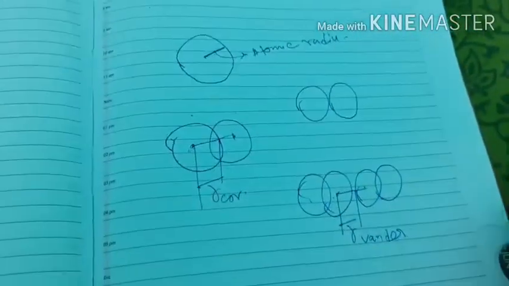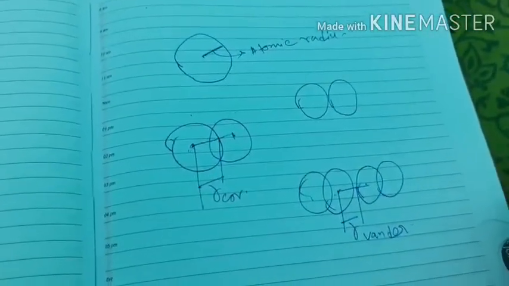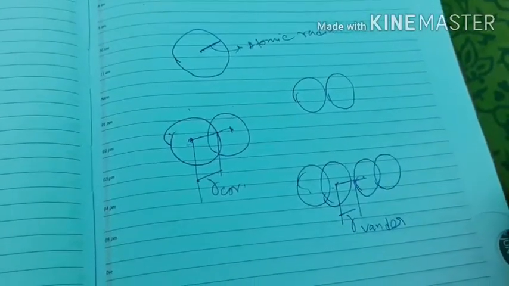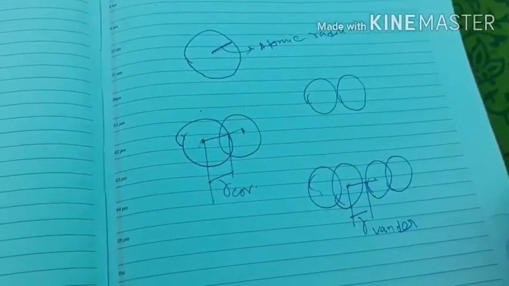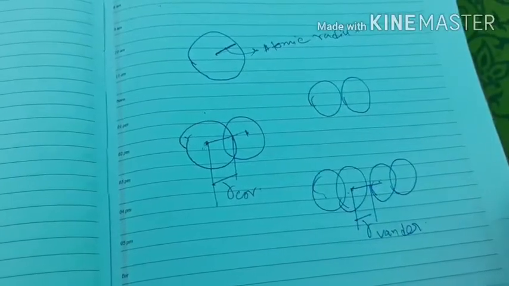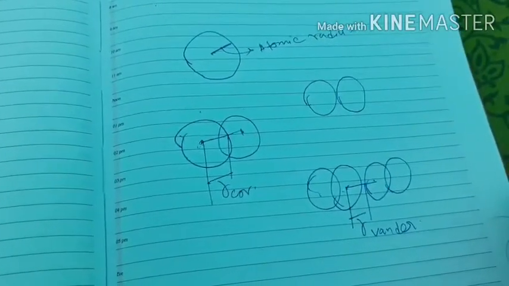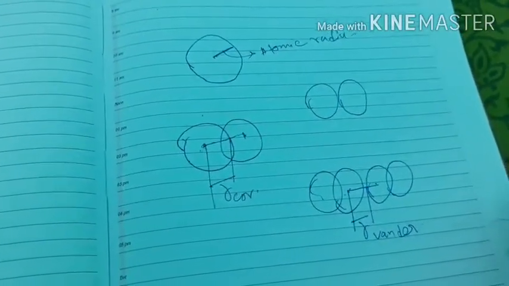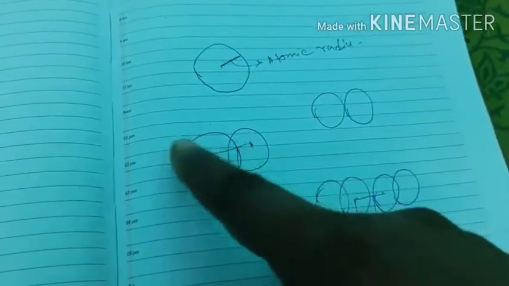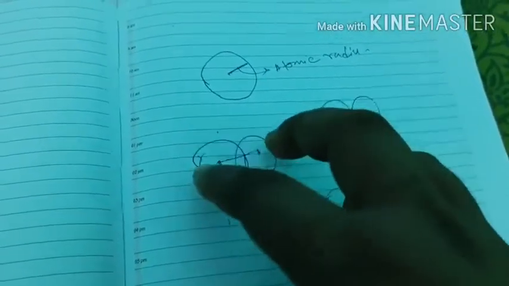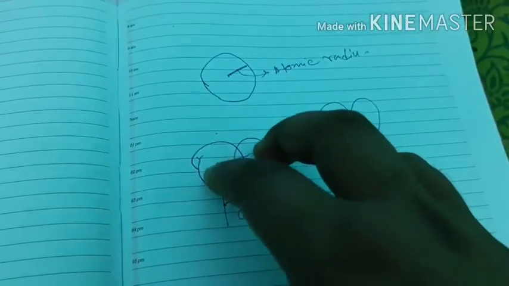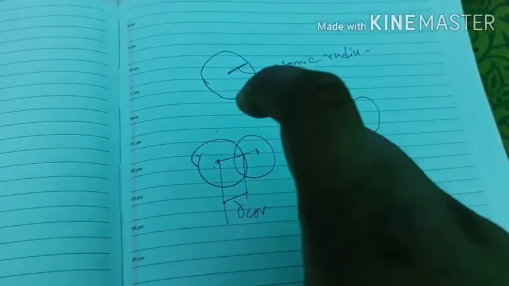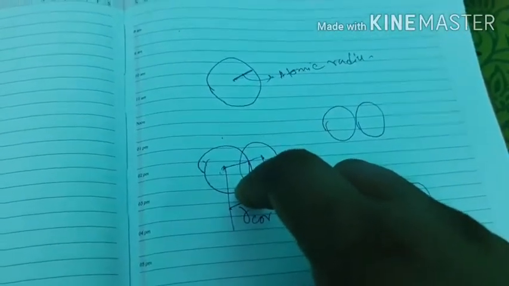Now obviously from the diagram you can see that the van der Waals radius will always be greater than the covalent radius, because in the van der Waals radius the atoms do not merge with each other, but in the case of the covalent radius, as some part of the atoms merge with each other, we can consider that their distance will be less and consequently the covalent radius also will be less.